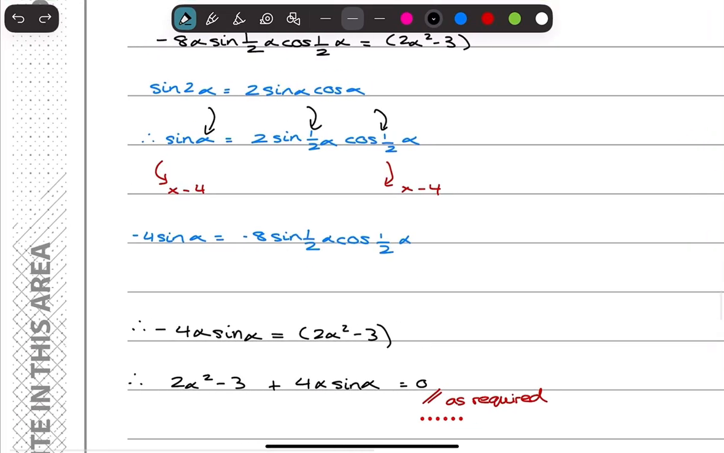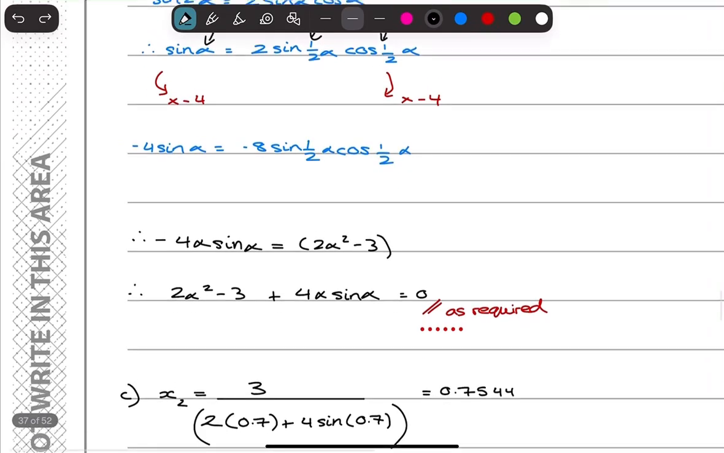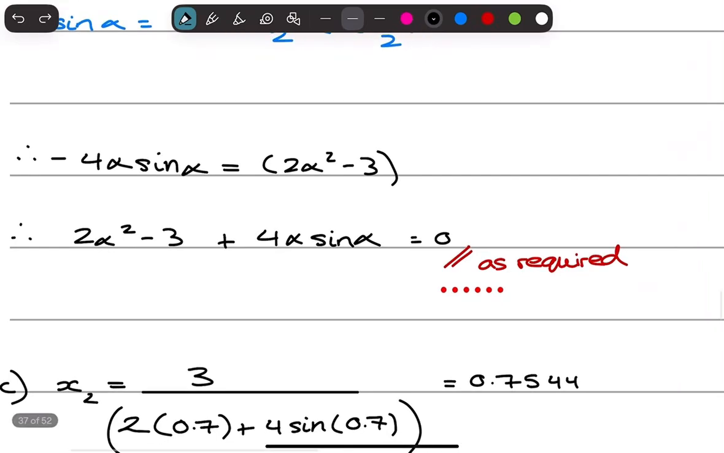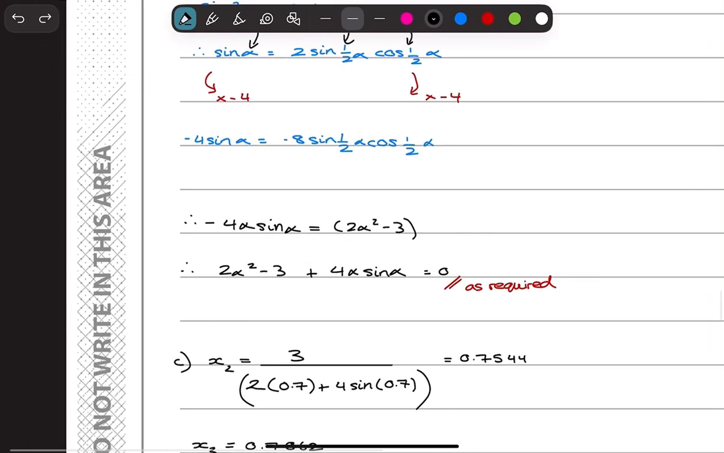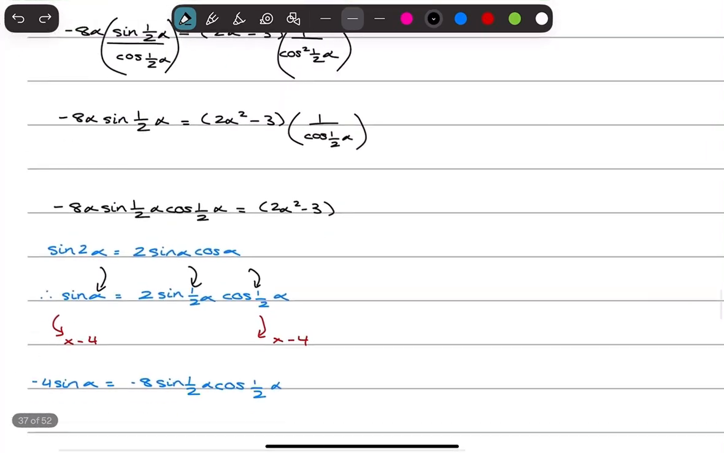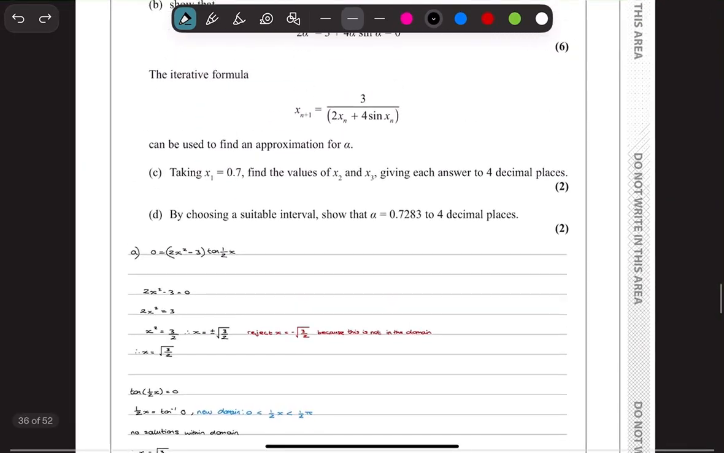So we get minus 4 alpha sine alpha equals 2 alpha squared minus 3. Again, you don't really need the brackets, so I just wrote them in anyway. And then finally all we can do is add the 4 alpha sine alpha onto this side here, and we end up with this, which is what is required. So that was quite tricky, but well done if you got that. That's really good. So the next couple parts are very, very easy.